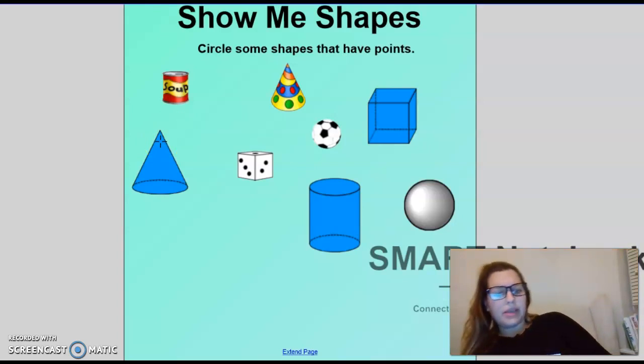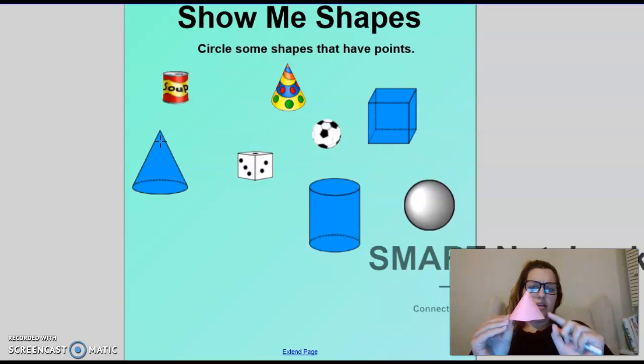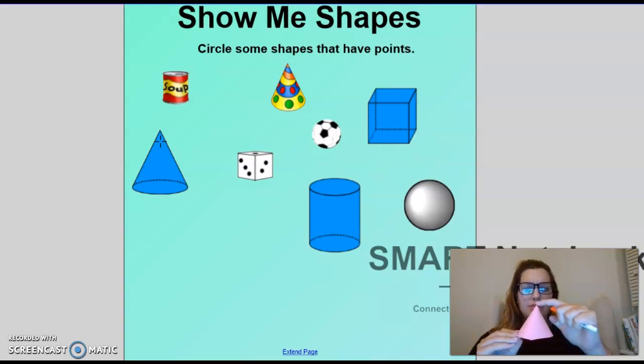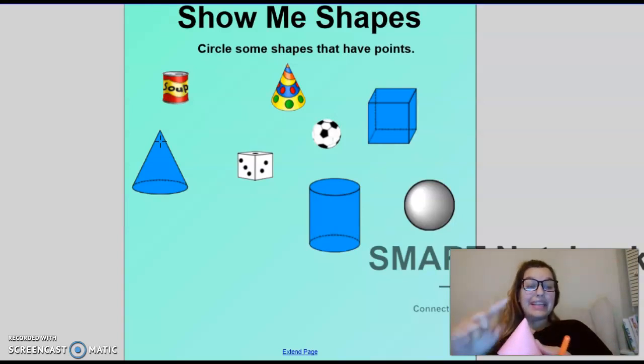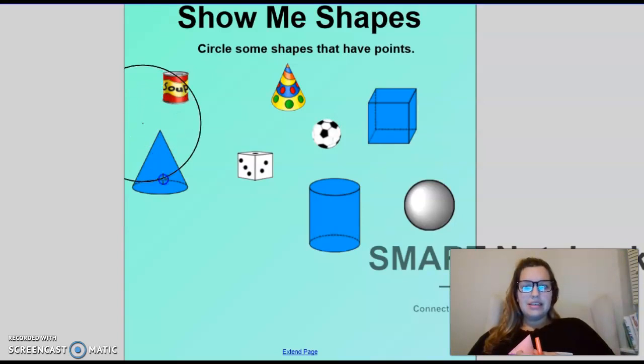Cone. I'm going to grab my cone. Look at all the lines meet. There is a what? A point. So are we going to circle it? Does this shape have points? It sure does. Sorry, I have the wrong tool there. I need a marker, not a shape drawer. I'm going to do my best to circle that.